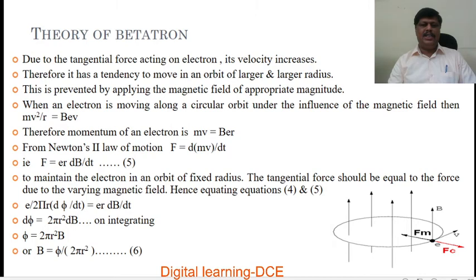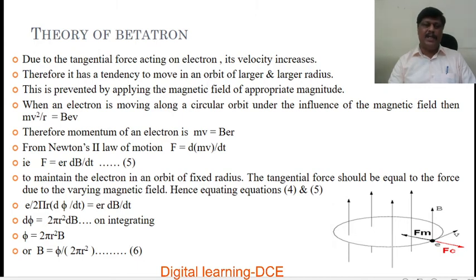Due to the tangential force acting on the electron, its velocity increases. Because F is equal to QVB sin theta, here theta is 90 degrees, the angle between the direction of the magnetic field and the motion. So F is equal to QVB. If we place e, the charge on the electron, in place of Q, F is equal to eVB. So force is directly proportional to velocity. So its velocity increases, and therefore it has a tendency to move in an orbit of larger and larger radius.